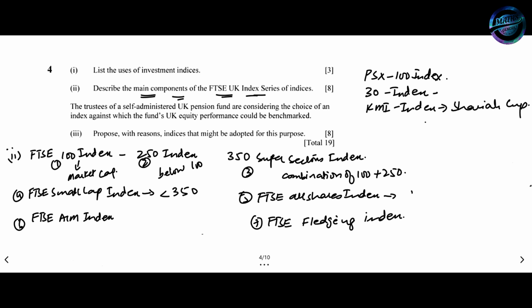Then the FTSE Fledgling index, remaining companies. And the AIM index covers companies traded in the UK Alternative Investment Market, and they are too small for listing. That's the end of the session.